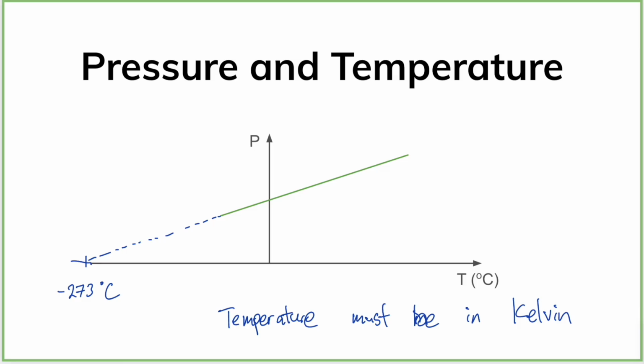With Celsius it doesn't go through the origin. 0 degrees Celsius does not represent a pressure of 0.